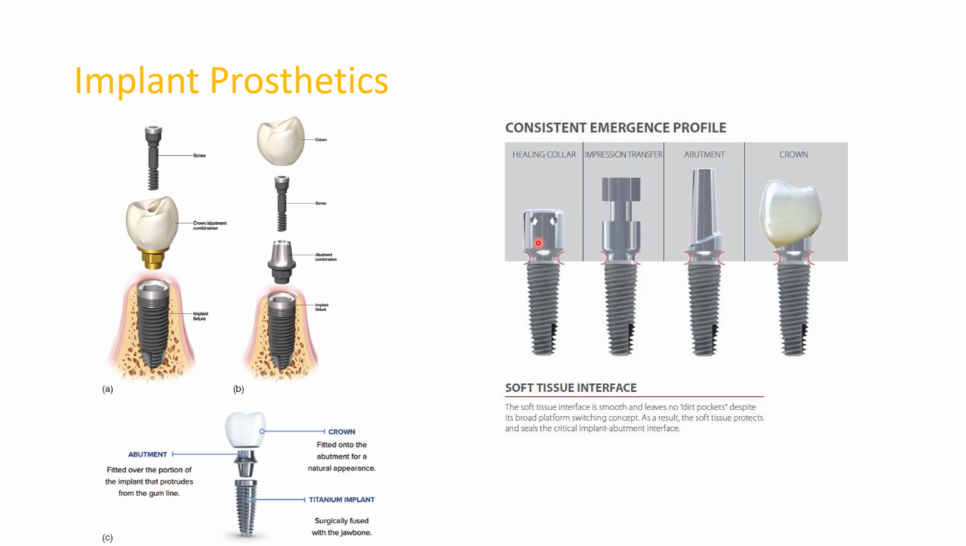Now here we can see a healing collar, which is placed on the implant after the second stage surgery. This is an impression transfer used to take the impression for the crown, and this is an abutment onto which the crown is cemented in case of a cement retained crown. So this is the abutment and this is the crown over it.